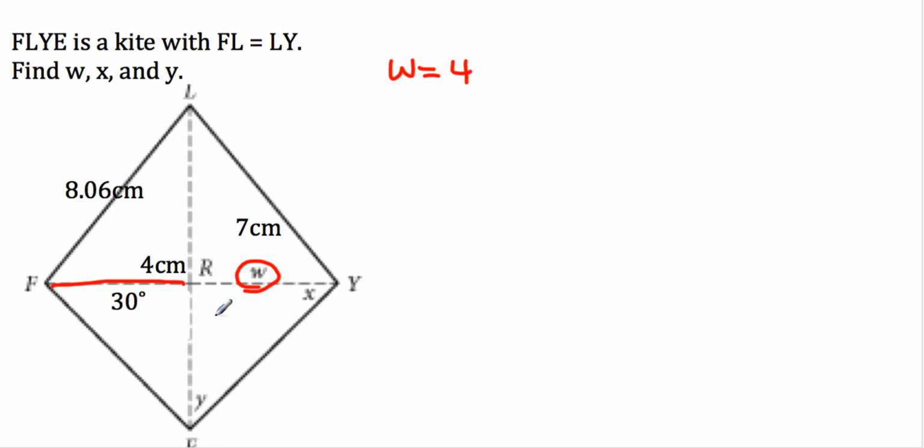And then this angle 30 is the same as this angle right over here, because of the isosceles triangle concept. So x will be equal to 30. But you have to realize that x and y are complementary. Why? Because diagonals are perpendicular. Then y will be equal to 60 degrees.